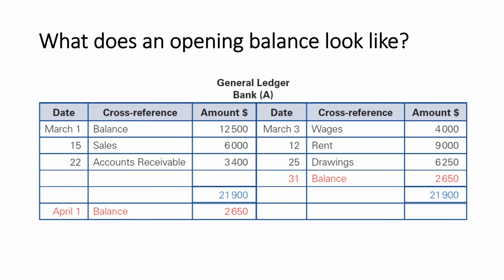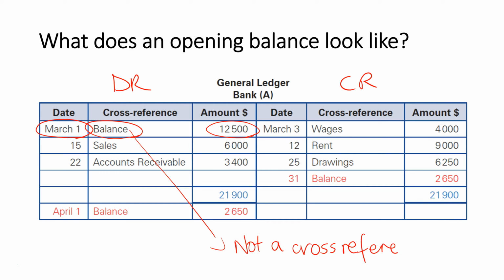So what does an opening balance look like? Here we've got an example of a general ledger account for bank, and we can see that bank, in this case, has got a balance on the debit side. Remember, left being debit, right being credit. We can see that on the first day of the reporting period, so March, there was a balance of $12,500. So this balance here is not a cross-reference. This balance comes from the process of balancing accounts, which you're going to learn about in the next couple of exercises.